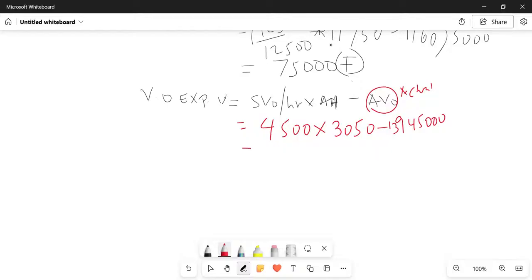So then give me this variable overhead expenditure variance. According to my brother here, we are getting 220,000. Is that okay? Adverse, right? So that you did and you got it. I'll give you another 2 minutes. Now you do the variable overhead efficiency variance.